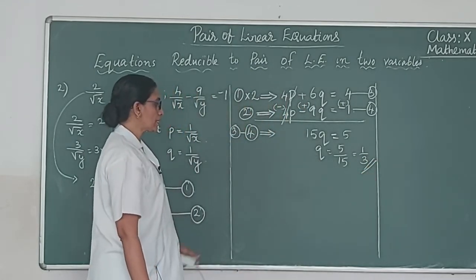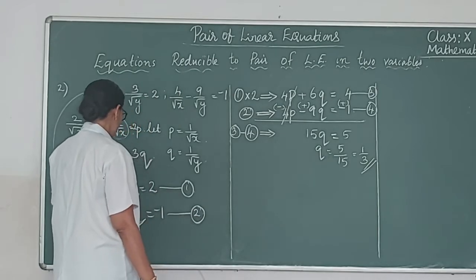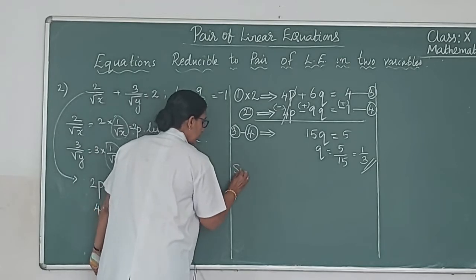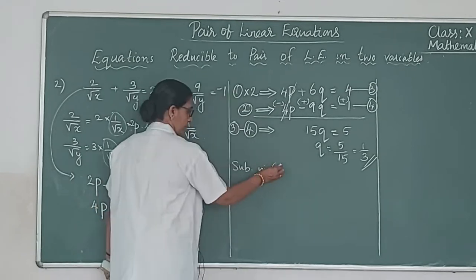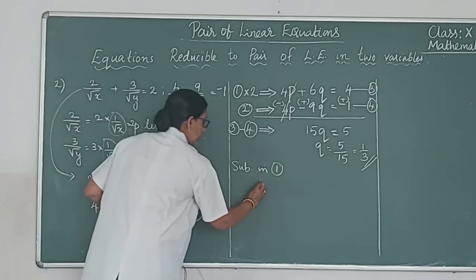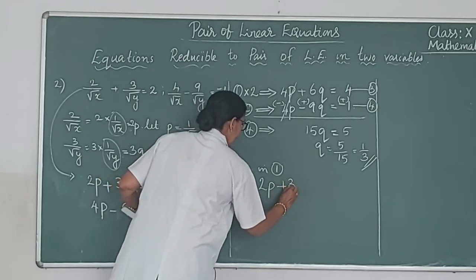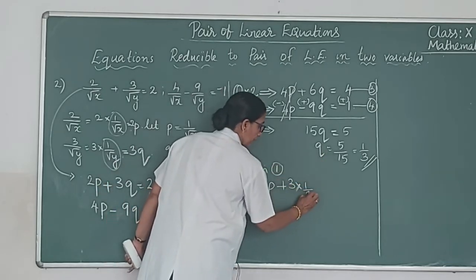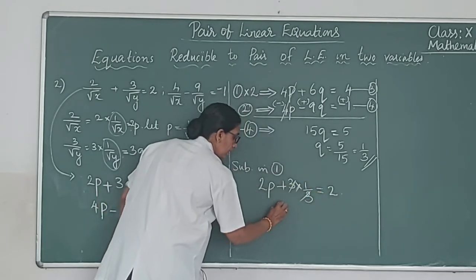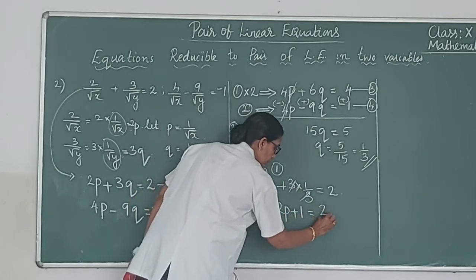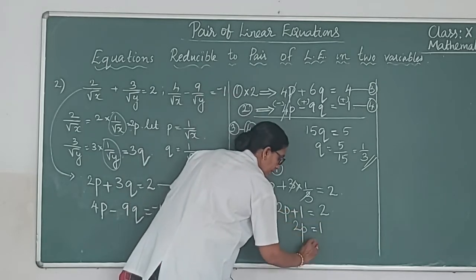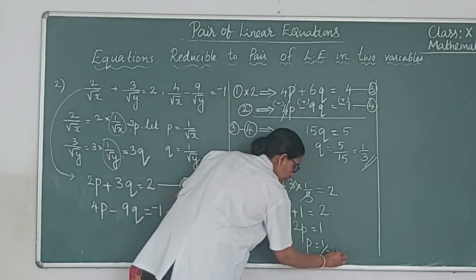Okay. Now we have to substitute this value in any one equation. So I am going to substitute in equation 1. Equation 1 is 2p plus 3q equal to 2. So 2p plus 3 into, what is q? We are getting q as 1 by 3, equal to 2. 3 cancel. So 2p plus 1 equal to 2. So 2p equal to 2 minus 1, 1, p equal to 1 by 2.